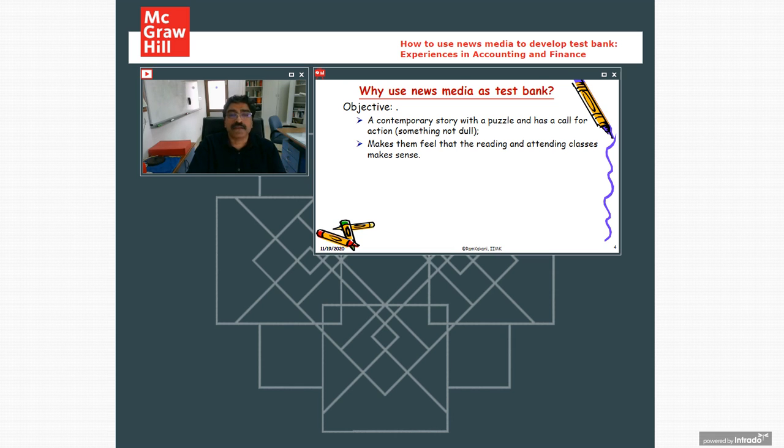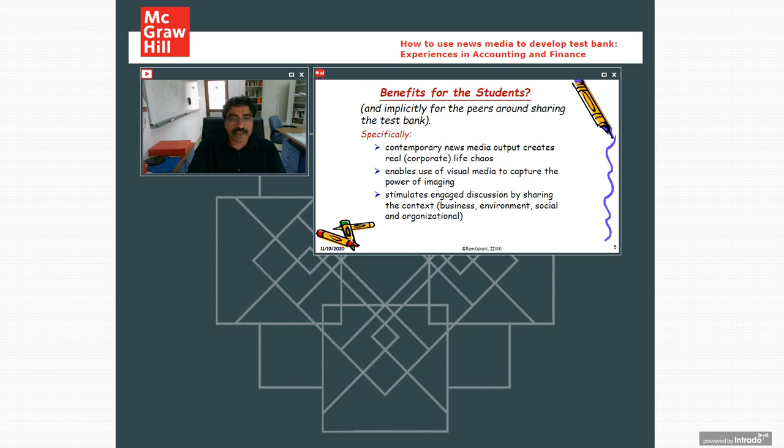Okay, thanks, Prakriti. It also makes them feel that the reading and attending classes makes sense. That is, a student will feel that whatever I'm reading in the textbook or attending in the classes has got sense in reality. So with these kinds of things out there, when we know that there is news media which can be converted into a test bank, what are the benefits for a student?